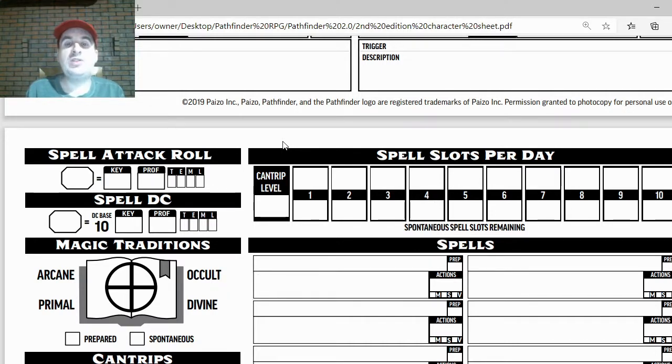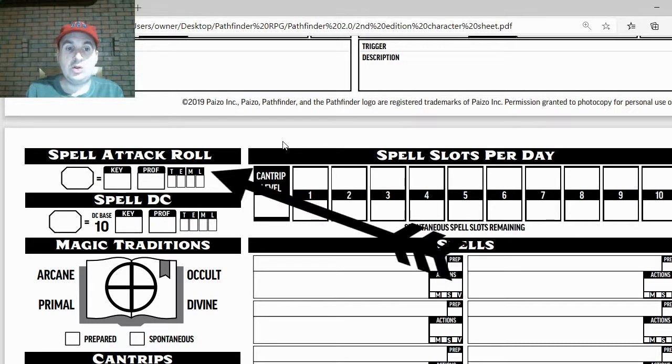Moving on, how do spells work? Well, it depends on the spell. Some spells require you to make an attack roll. In that case, you will use your spell attack roll. This is equal to your key ability modifier, which will be given in my class videos, plus your proficiency bonus. You would roll a d20 and add your spell attack roll. And if you beat their AC, you hit.